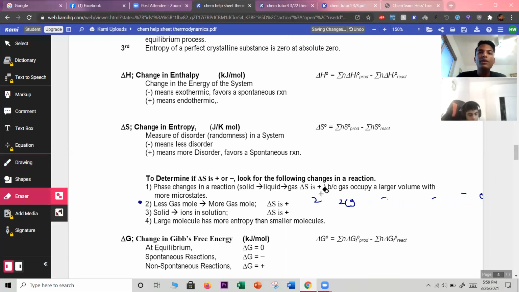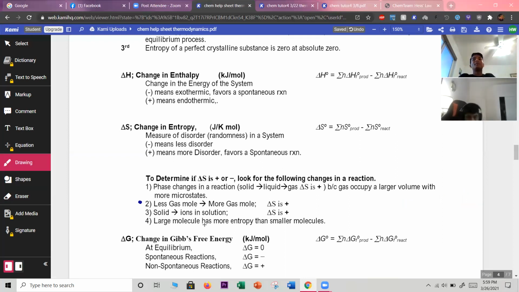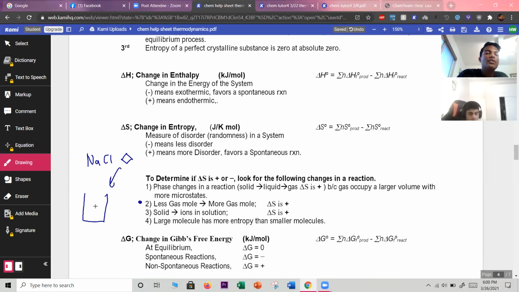Okay, solid to ions in solution. That's kind of obvious too. If you have a block of salt and you put it in water, that's going to be a bunch of ions now, right? So you see how these ions are moving around randomly too? What are ions again? If you have NaCl, do you know what that is? That's salt, right? Table salt. You know how it's crystals? You put that in water. What does it turn into? What happens when you put salt in water?